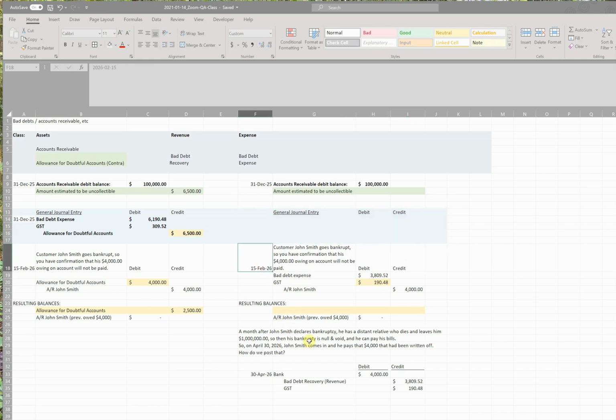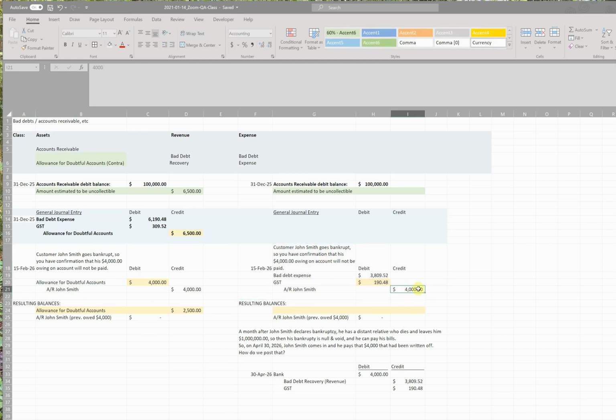So now, same thing happens. February 15th rolls around, customer John Smith goes bankrupt. You have confirmation that his $4,000 owing on account will not be paid. You can't do this transaction because there is nothing in allowance for doubtful accounts. There's nothing to take. In the initial example here, there was a $6,500 credit balance in allowance for doubtful accounts that you could take and apply to John Smith's account, but you can't do that here because there's nothing in that account. So we have to then write it off to bad debt expense at that time, in that moment.